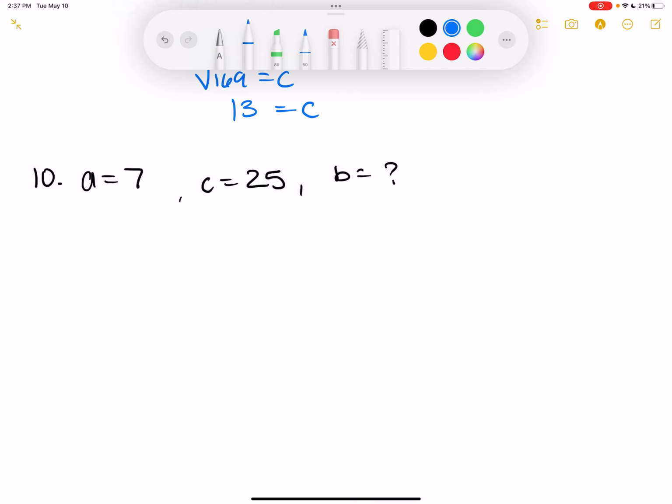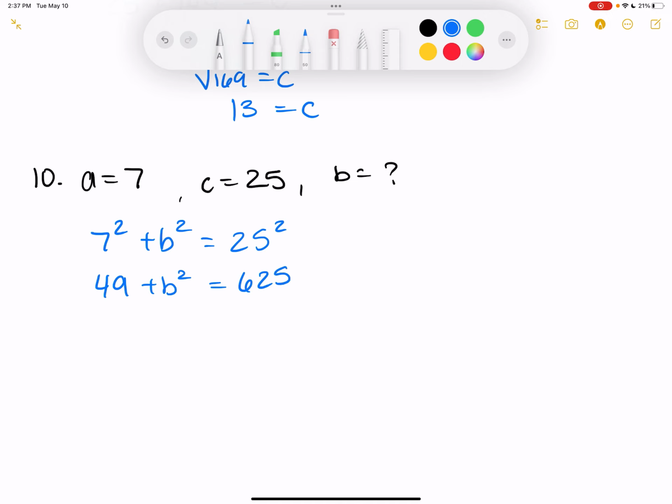So he is right. a squared, so 7 squared, plus b squared equals c squared, so 25 squared. So 49 plus b squared equals 625.